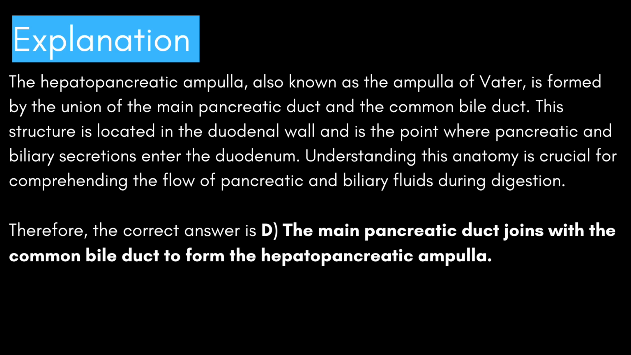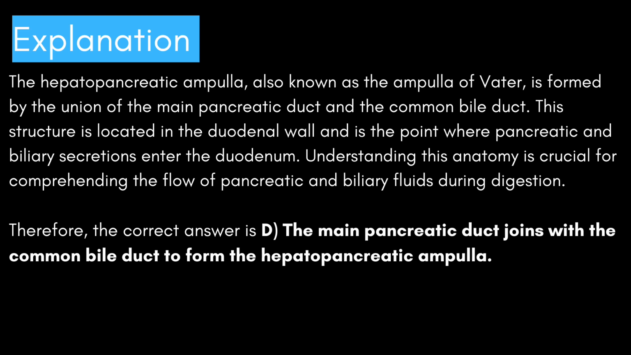the main pancreatic duct and the common bile duct. This structure is located in the duodenal wall and is the point where pancreatic and biliary secretions enter the duodenum. Understanding this anatomy is crucial for comprehending the flow of pancreatic and biliary fluids during digestion. Therefore, the correct answer is D.